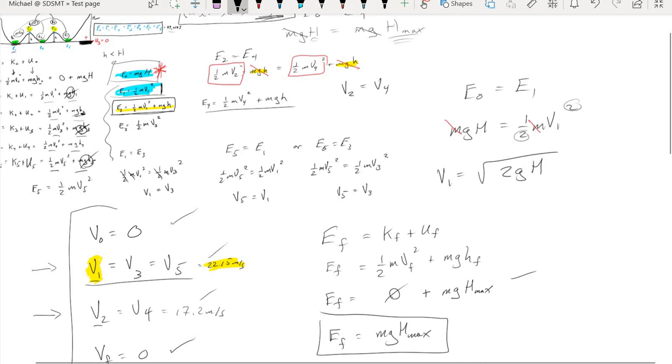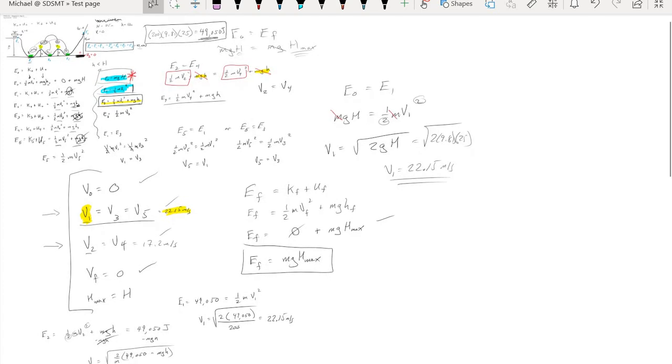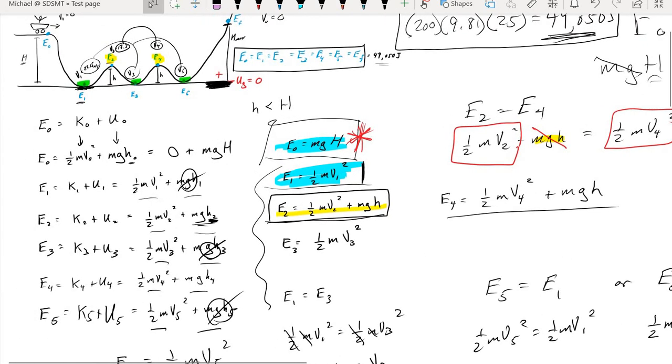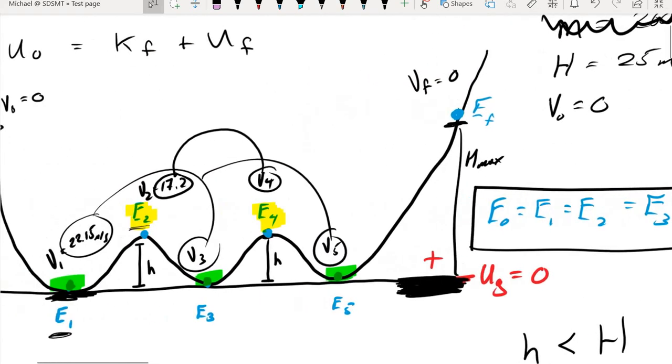So these values will be plugged into our calculator. We have the root of 2 times 9.8 times 25, and that is the square root of 490, or we get 22.15 again. So the point to be made by this is that in a lot of these energy equations, when we compare one energy to another energy, we're almost always going to have the same mass on both sides of the equality, and that mass is going to cancel out.